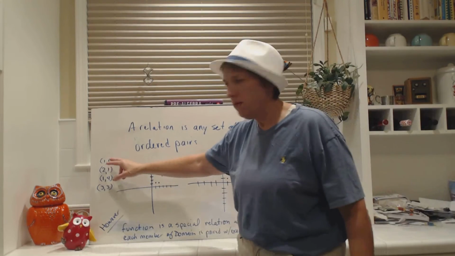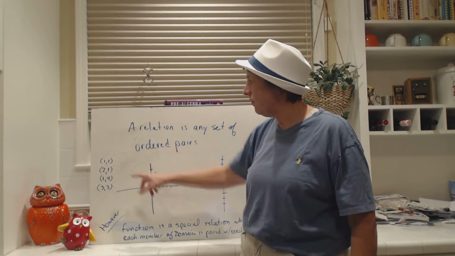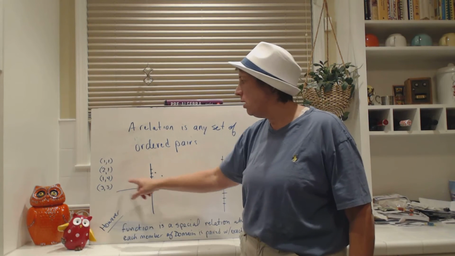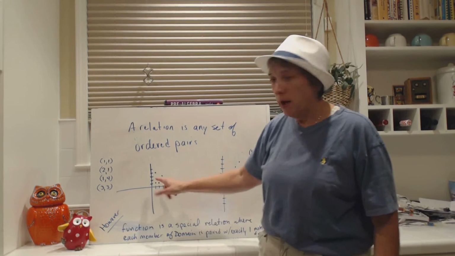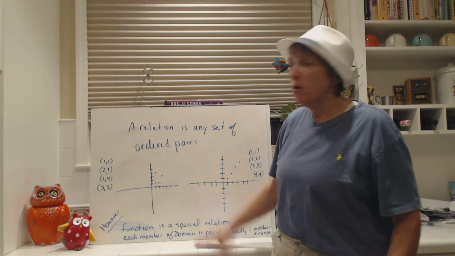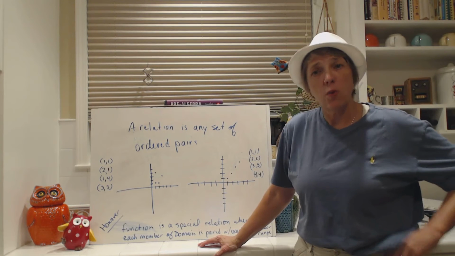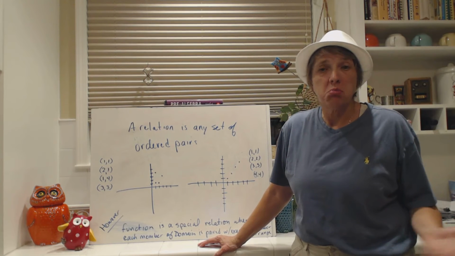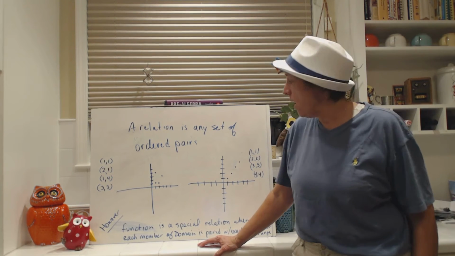Okay, you notice here I have a set of ordered pairs, and I've graphed them: 1, 1; 2, 1; 1, 4; and 3, 3. And there it is. There's the graph of those 4 points, and that's called a relation because it's a graph of ordered pairs. That's how they relate to each other on the graph.